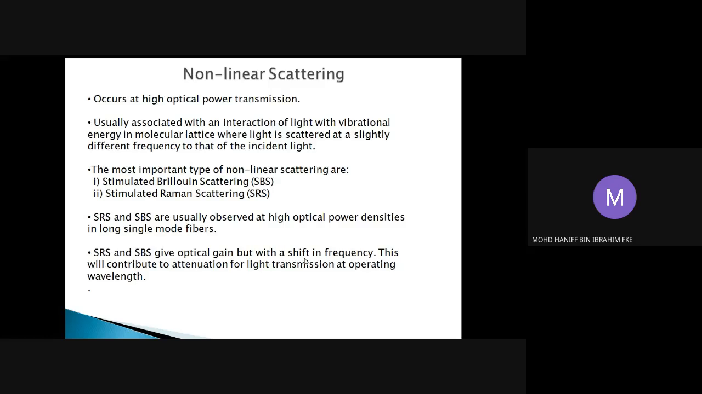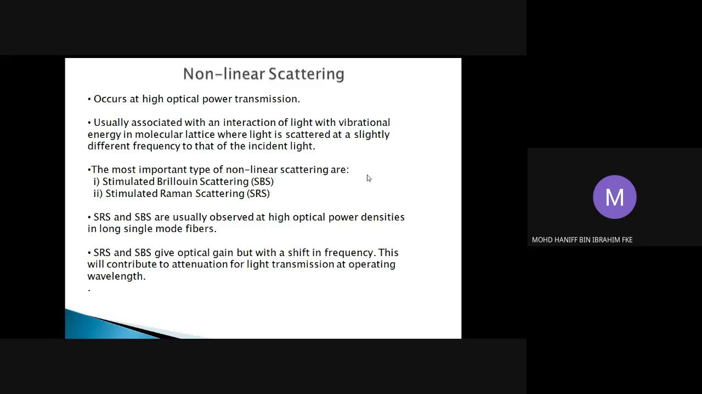So I put it here that the light due to nonlinear scattering will be scattered at a different frequency to that of the incident light. So that should be the difference between linear scattering and nonlinear scattering. Hopefully you understand the difference between those two.